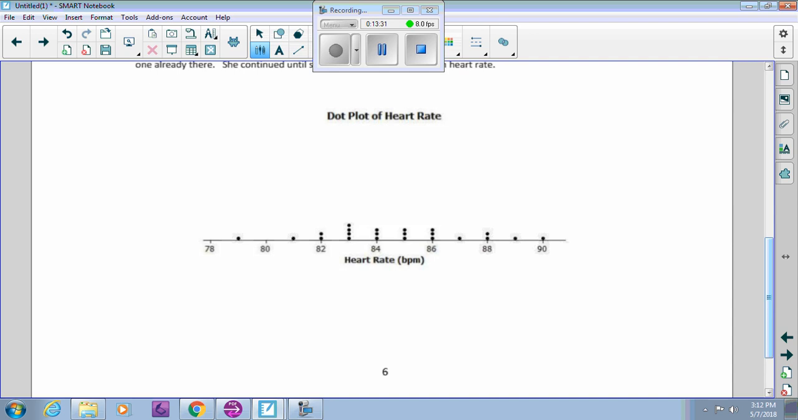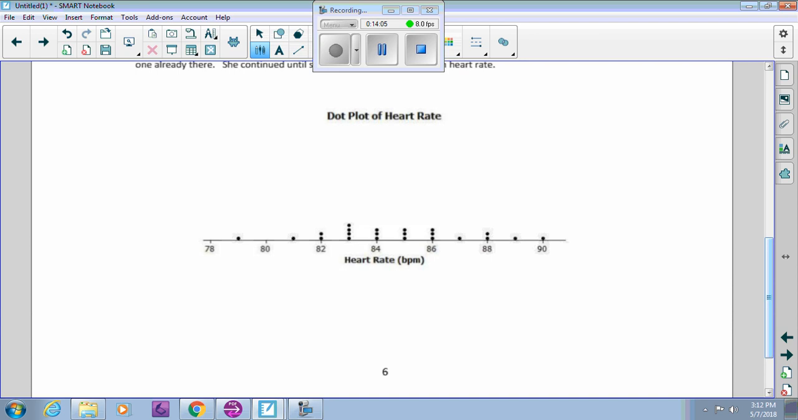So the lowest number she had was 79. So she started a little below that with 78 and went up to 90. You want to make sure all of your data is going to fit on the scale that you choose. Now you'll notice she counted by 2s here because she's going from 78 to 80 to 82, 84, 86, 88, 90. So depending on the range of your data, how high and how low it goes, you may need to adjust the scale of that. And we've talked about that when we've plotted points before.